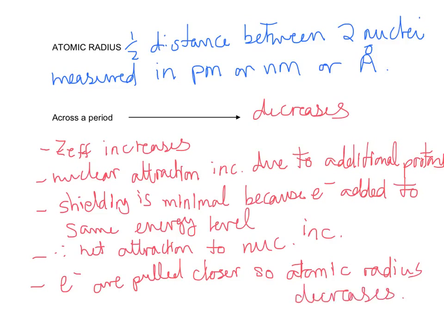So a lot of your supporting statements are basically the same because it's all about basically Zeff. That causes all of the different trends. So again, define your property, say what units it's measured in, say the trend, list your supporting statements, and then basically come full circle and restate your trend.